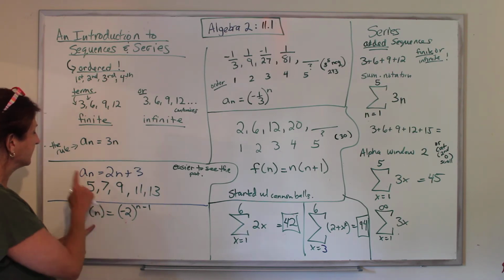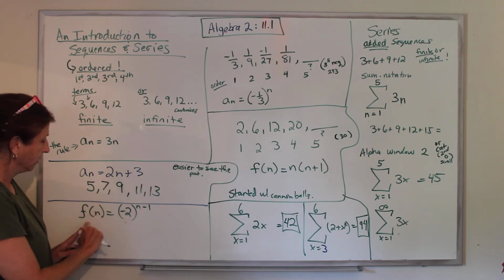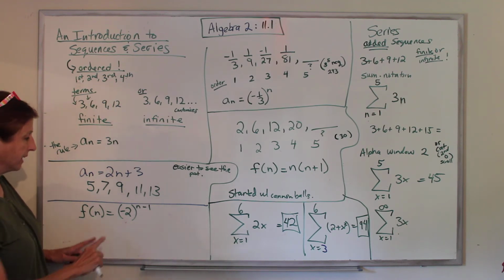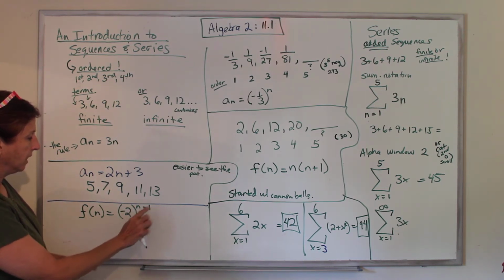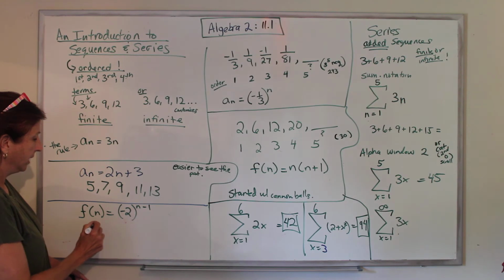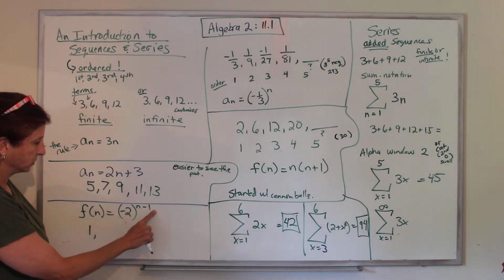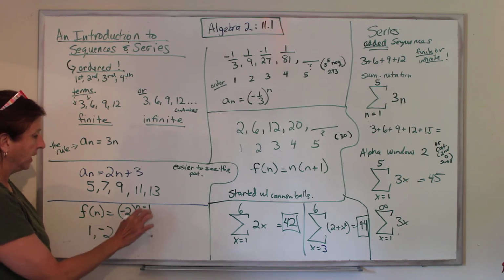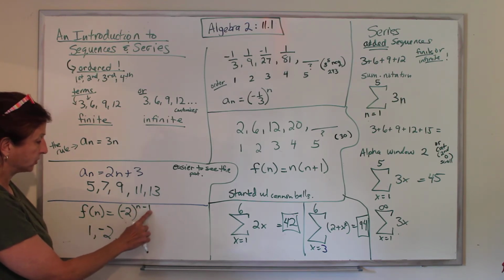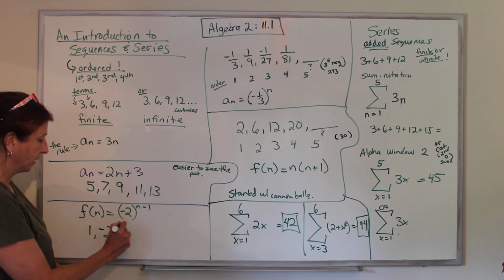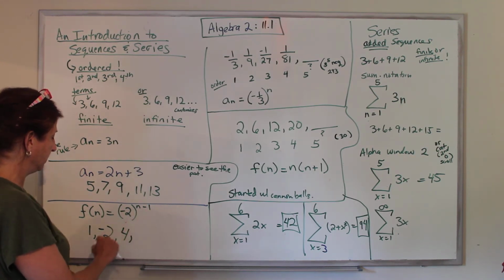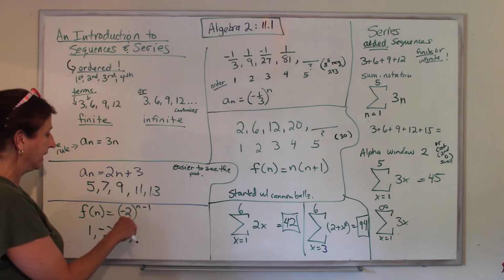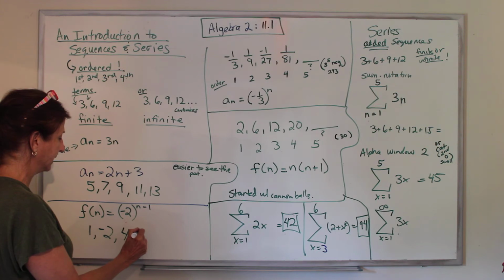Okay, let's try this one. Sometimes instead of doing a sub n, they'll just do f of x, f of n, something like that. So first we say 1. So negative 2 to the power of 1 minus 1 is 0. Anything raised to the 0 power is 1. Okay, so now 2 minus 1 is 1. Anything raised to the 1 power is itself. And then we go on, 3 minus 1 is 2. Negative 2 squared is 4. Now we'll do our next one. 4. 4 minus 1 is 3. Negative 2 to the third power is negative 8.